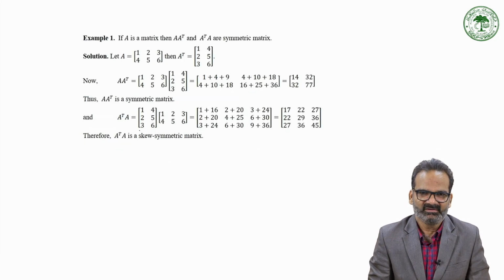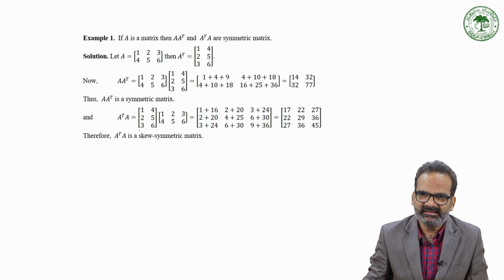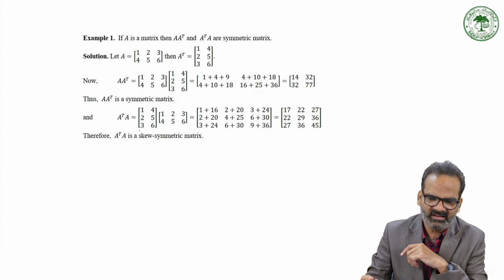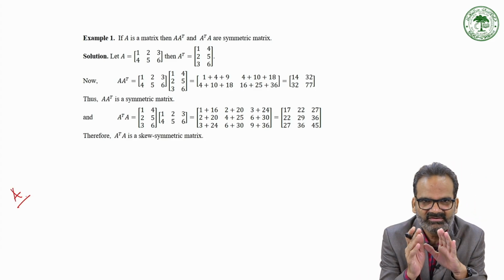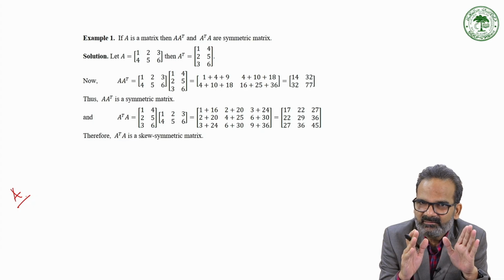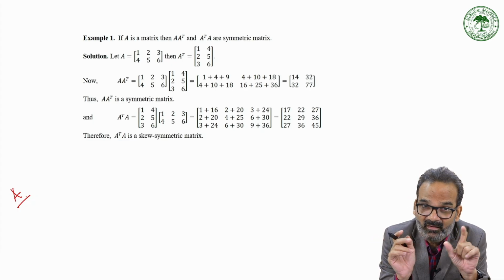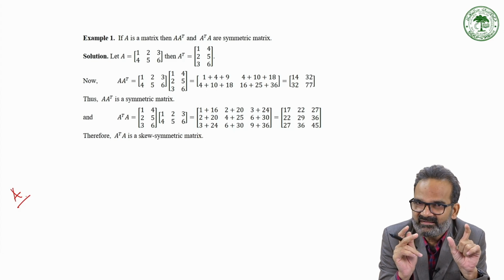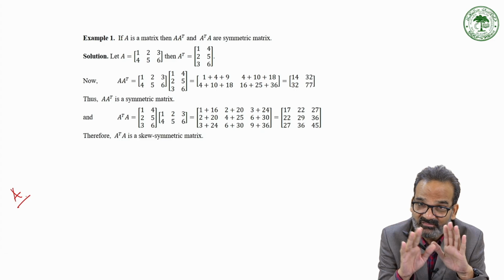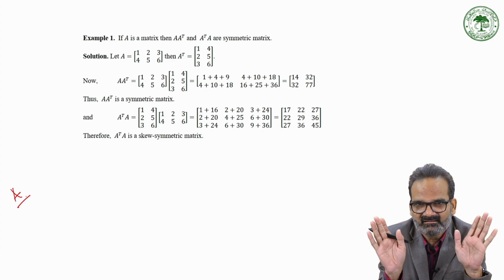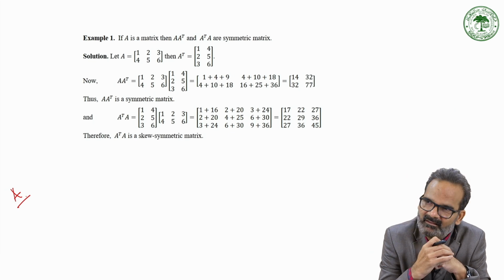Let us take an example first. If A is a matrix, then AAT and ATA are symmetric matrices. What this example actually shows is, say, if A is any matrix, we are not having any condition on A. A may be a square matrix or A may be a rectangular matrix. But be careful, only square matrices can be symmetric. But for transpose, we don't have any condition. We can find out the transpose of a square matrix as well as a rectangular matrix.